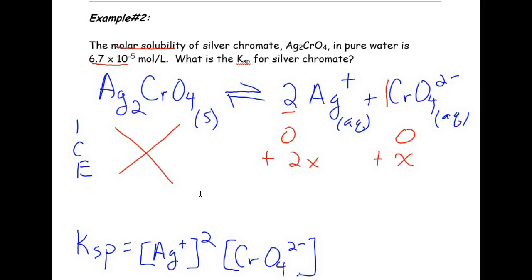So that tells me that since for every 1 silver chromate, I produce 1 chromate ion, I'm going to have exactly 6.7 times 10 to the negative 5 moles per liter of chromate in solution. Okay? And looking at this mole ratio, it's a 1-to-2 ratio between my silver chromate and my silver ion, so I'm going to have exactly 2 times 6.7 times 10 to the negative 5 moles per liter of it.